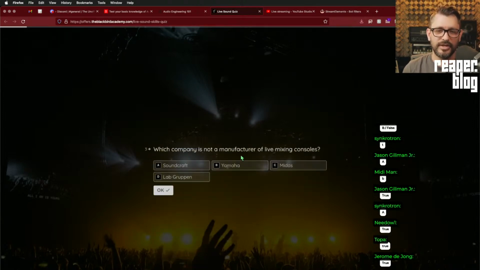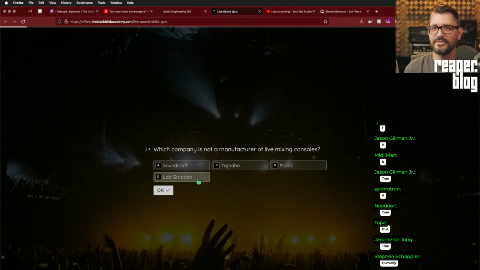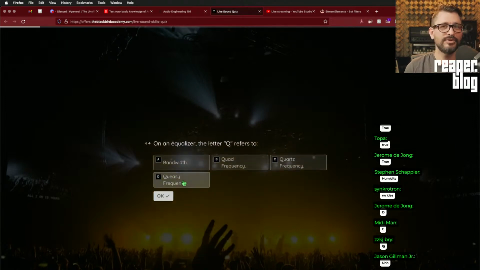Which company is not a manufacturer of live mixing consoles? Soundcraft, Yamaha, Midas, Lab Gruppen. It's got to be D, whatever D is. I'm pretty sure there's live consoles from these companies. But then it could be really high-end stuff that I've never heard of.